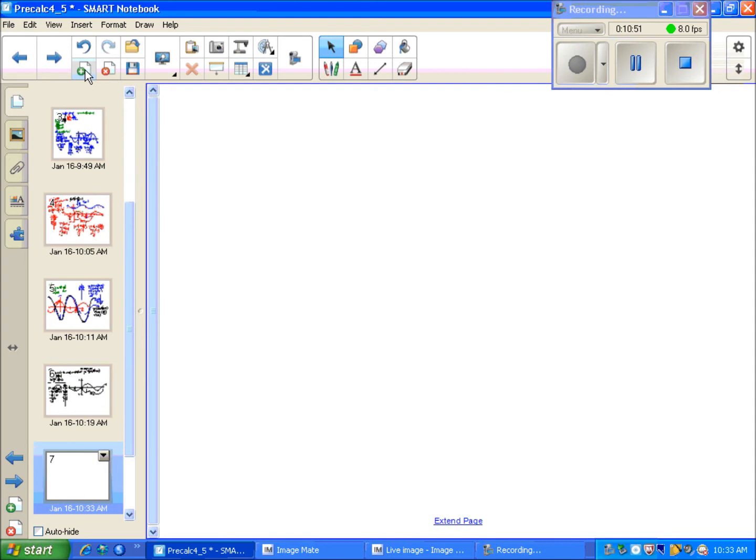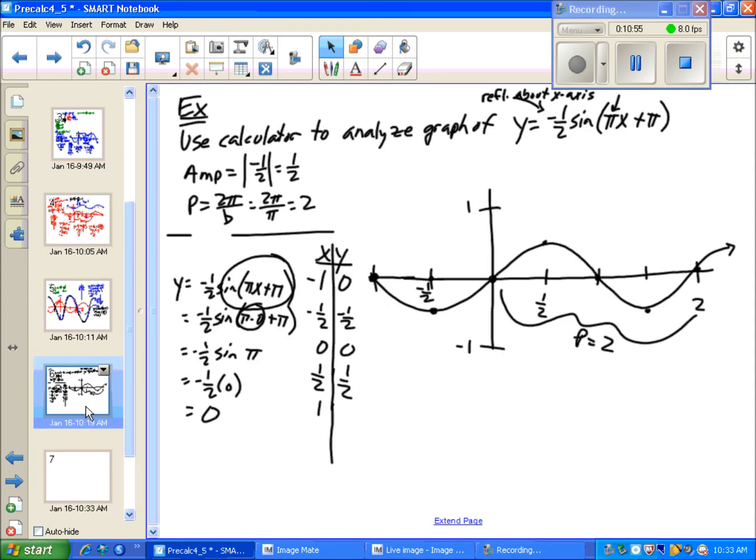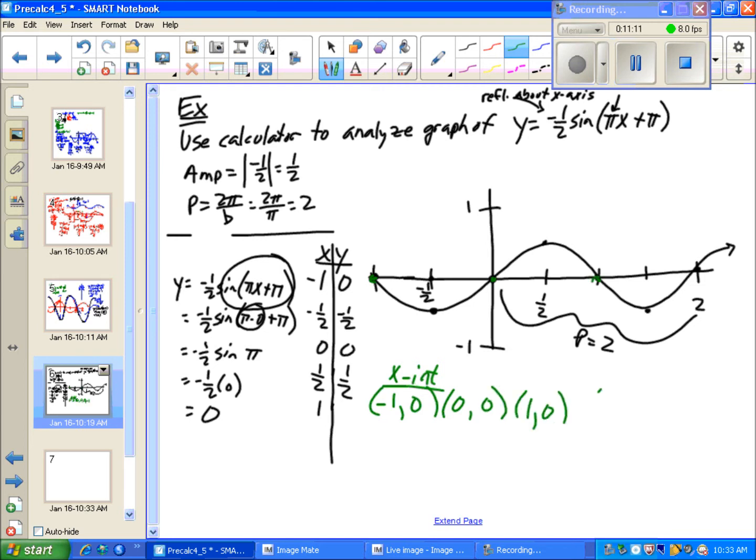Let's do another one of these. There's one thing I forgot to mention here. Some key points: what are your x-intercepts? Well, you've got your negative 1, 0. Notice your 0, 0. You could name all these: your 1, 0, 2, 0, and so on. What's your y-intercept? It's right there, 0, 0. It's the origin in this case.